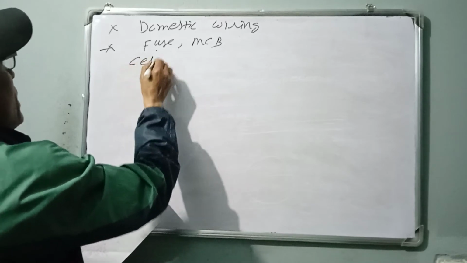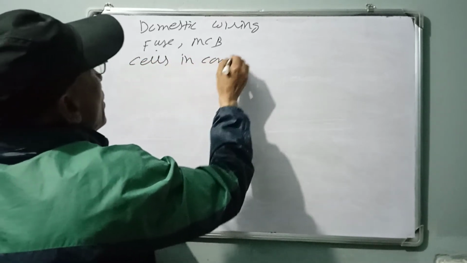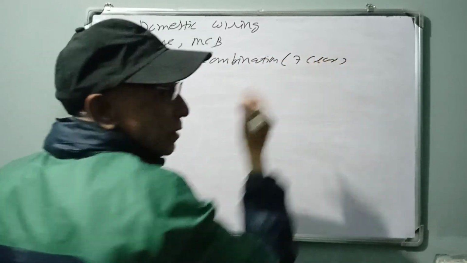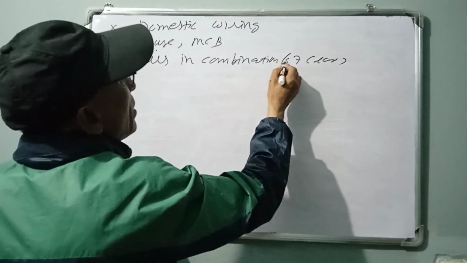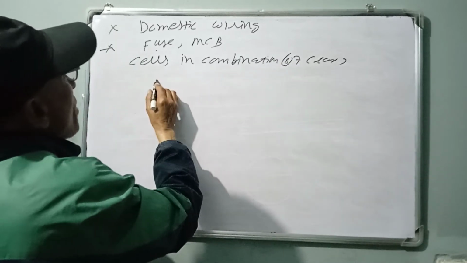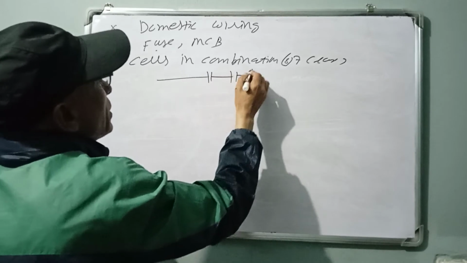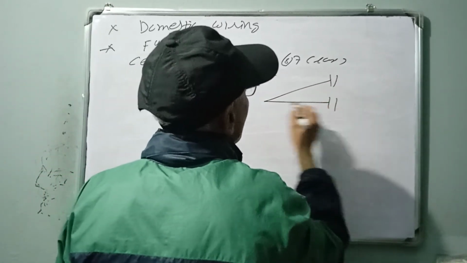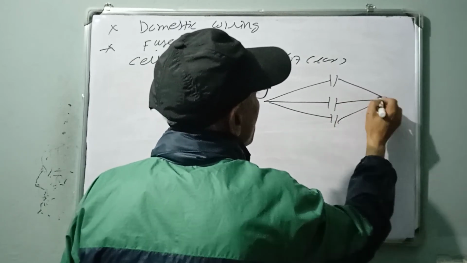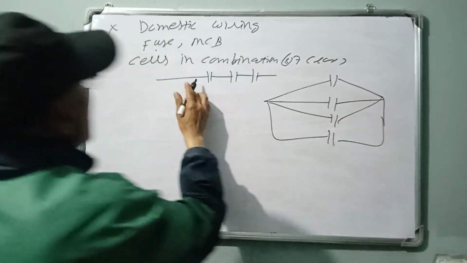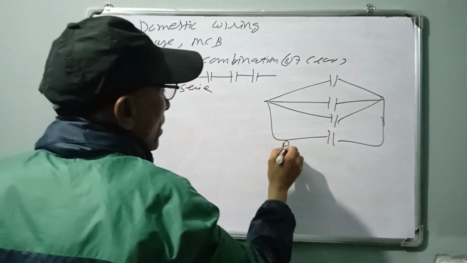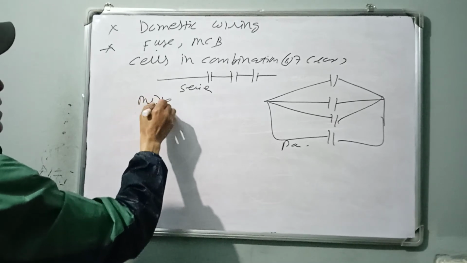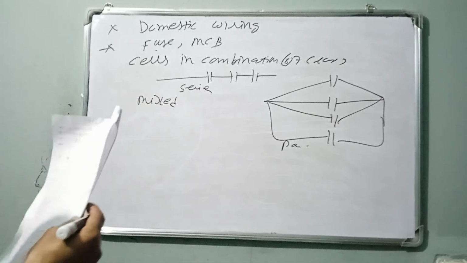Another, cells in combination, that is written for class 7 and class 8, both. Cells can be combined into a series connection, which I will talk about later on. Another, parallel connection. Series connection and parallel connection both, and another is mixed type. Series, parallel and mixed type.